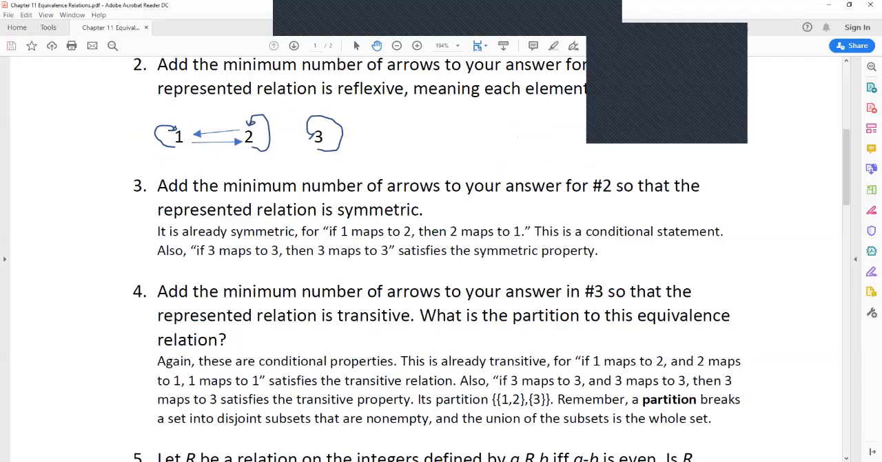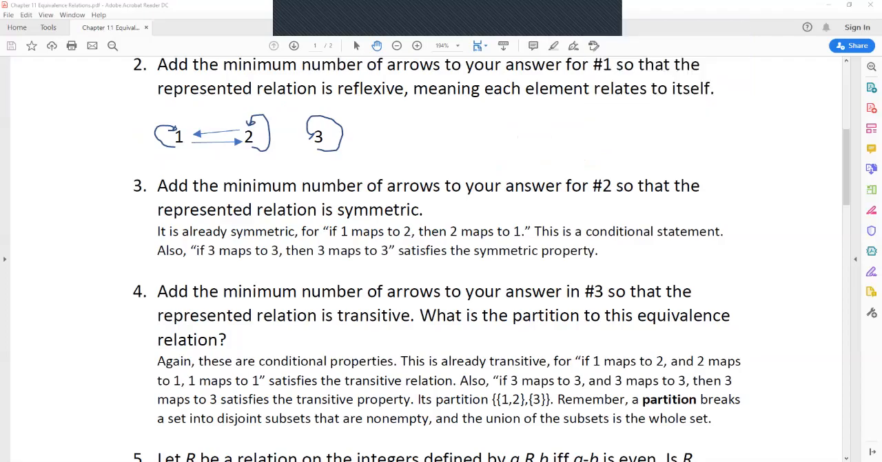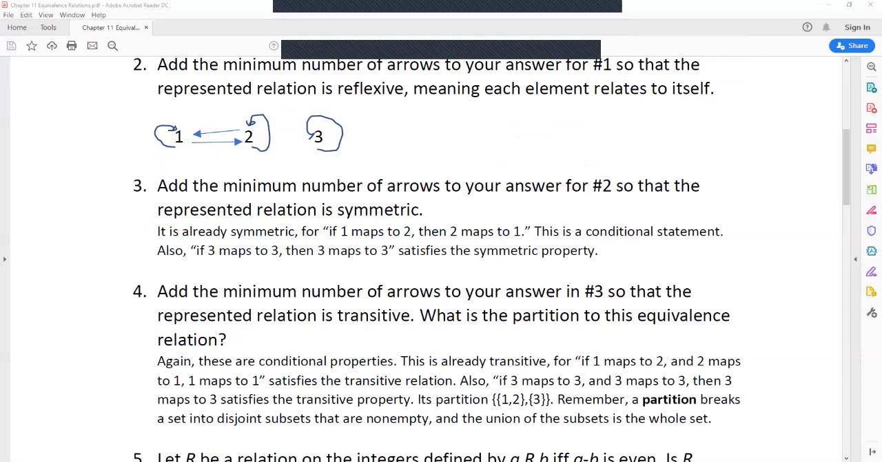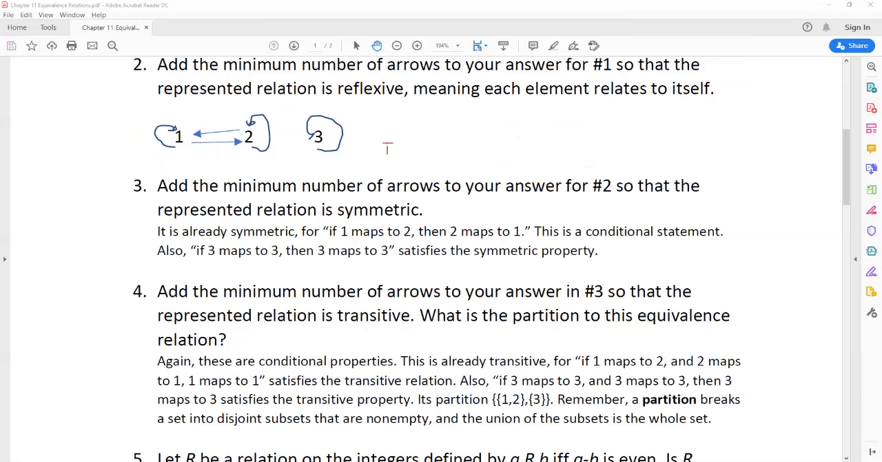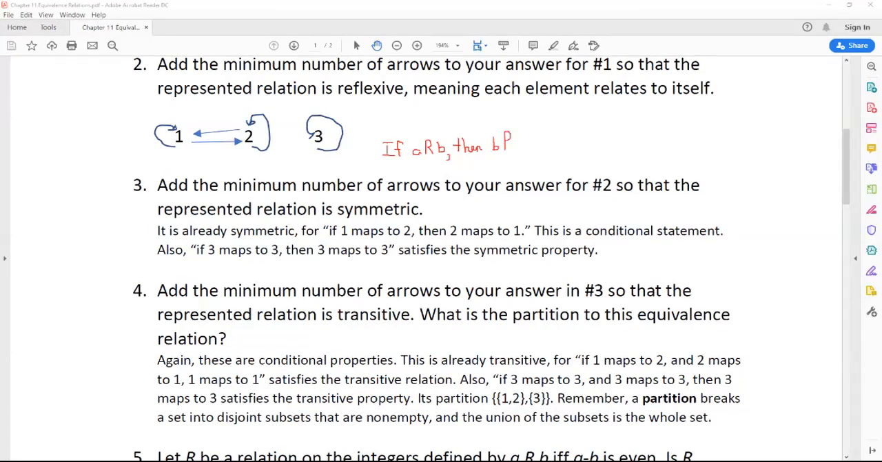Number 3. Number 3 says to add the minimum number of arrows to your answer for number 2 so that the represented relation is symmetric. Well, a relation is symmetric if the following principle holds. If A relates to B, then B would have to relate to A.